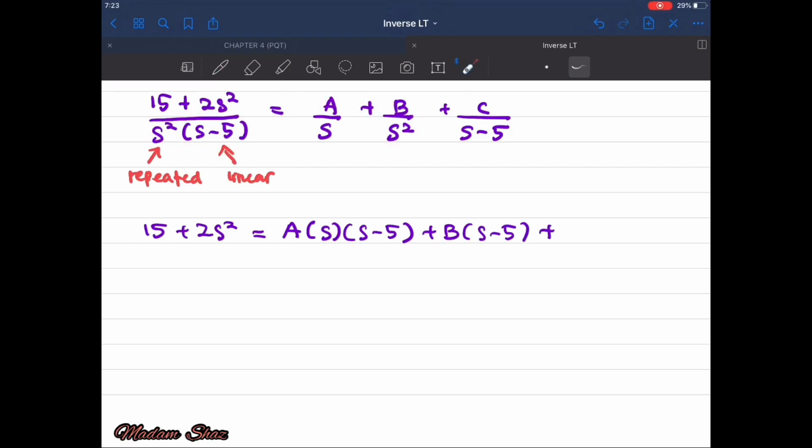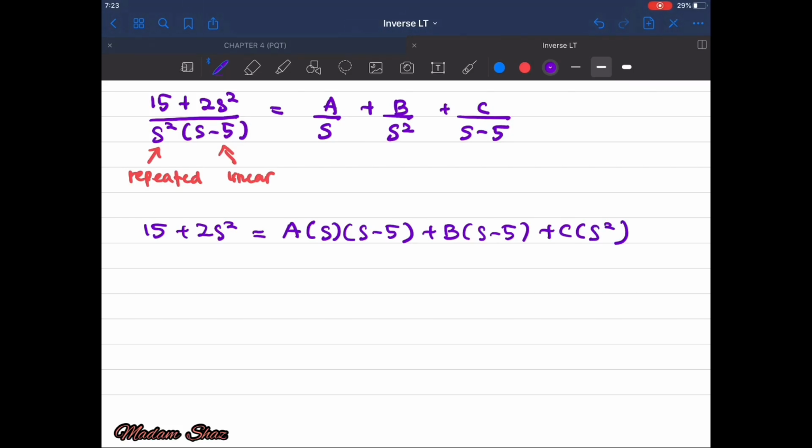Plus c is divided with s minus 5. So on the left hand side, we will close s minus 5. So s to the power of 2 will be multiplied with c. c multiply s to the power of 2.